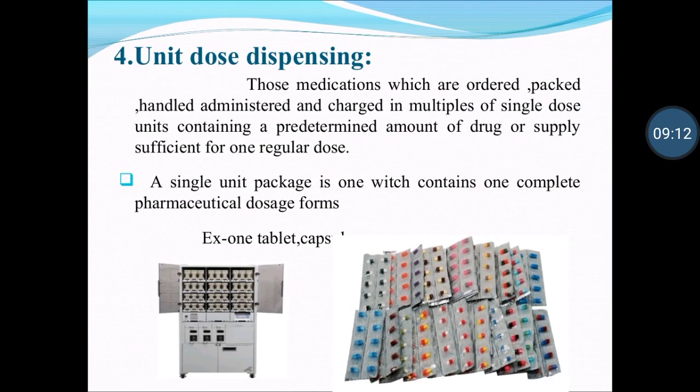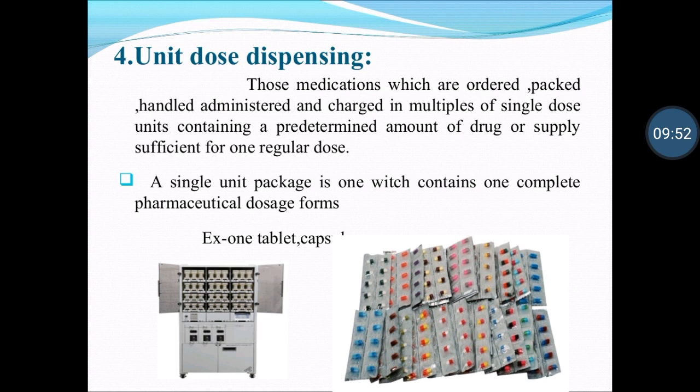Then unit dose system. Unit means single dose. If there is a strip of 10 tablets or 10 capsules, one tablet or one capsule can be administered to the patient, and the 9 remaining can be used for another patient. So there is no wasting of medicine. That is known as unit dose dispensing. Those medicines which are ordered, packed, handled, administered and charged in multiples of single dose units containing a predetermined amount of drug or supply sufficient for one regular dose, made for one dose only.